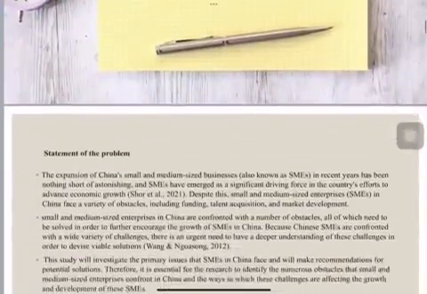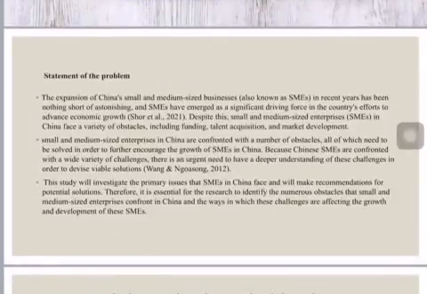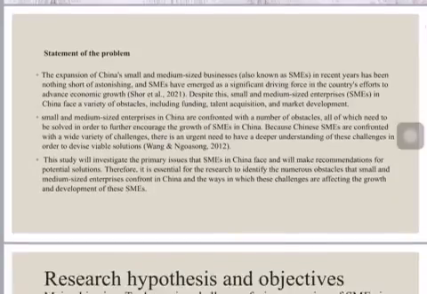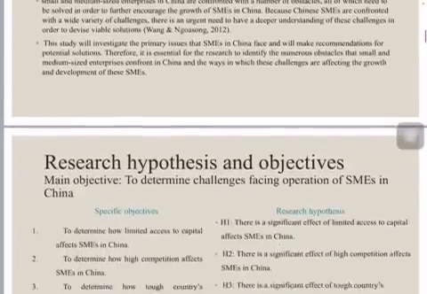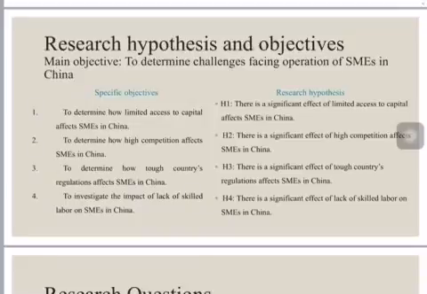The first part is the introduction and statement of the problem. The first point is that the expansion of China's small and medium-sized businesses in recent years has been nothing short of astonishing, and SMEs have emerged as a significant driving force in the country's efforts to advance economic growth. The second is that SMEs in China are confronted with a number of obstacles, all of which need to be solved in order to further encourage the growth of SMEs in China. The third is that the study will investigate the primary issues that SMEs in China face and will make recommendations for potential solutions.